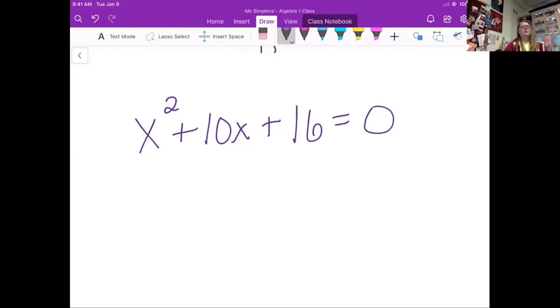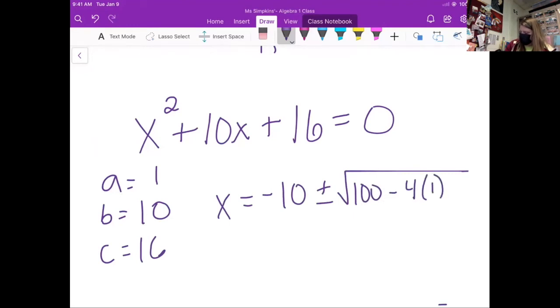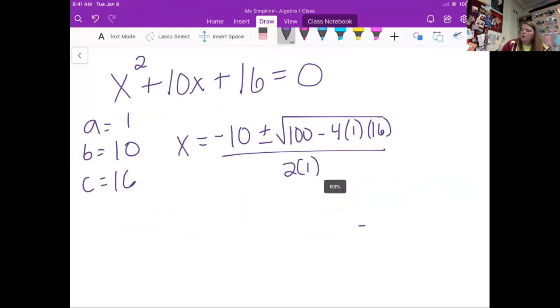Let me know your answers. What's our A? 1. Our B? C? X equals -10 plus or minus the square root of 100 minus 4 times 1 times 16, all over 2A, 2 times 1, or 2.